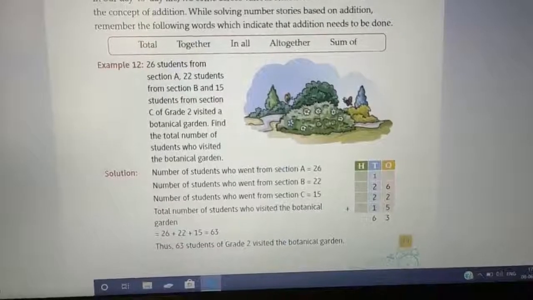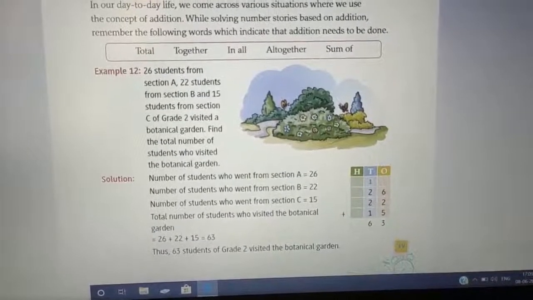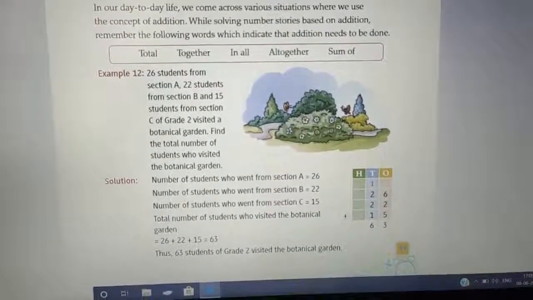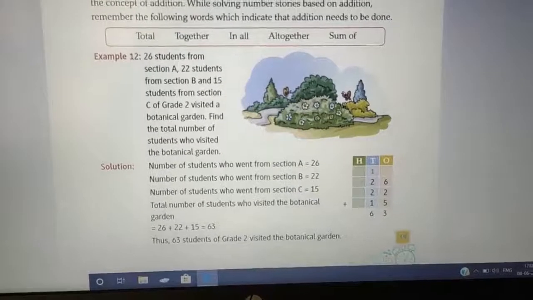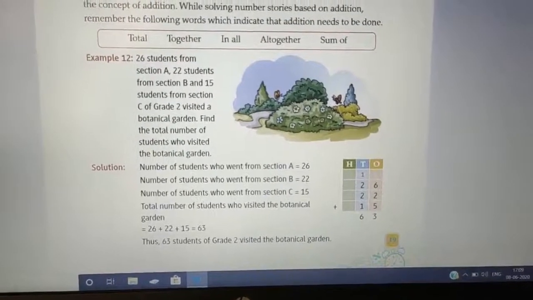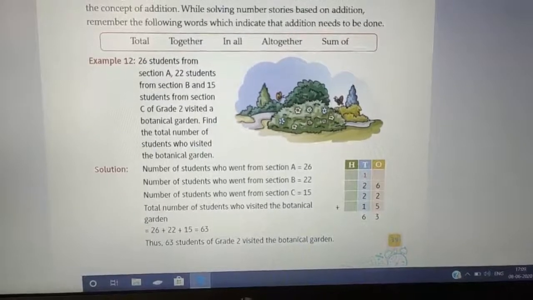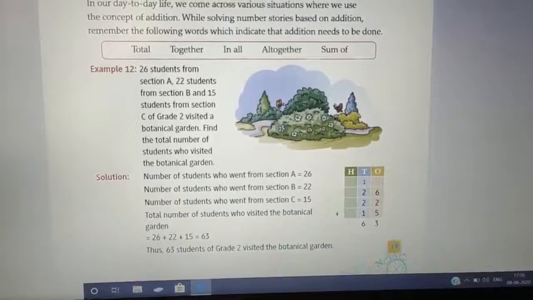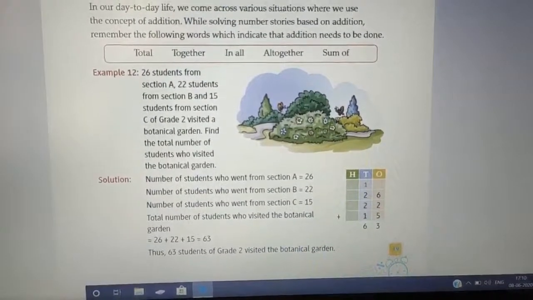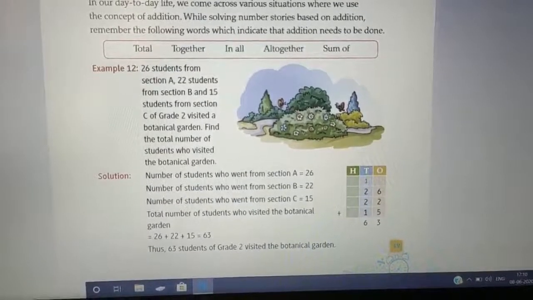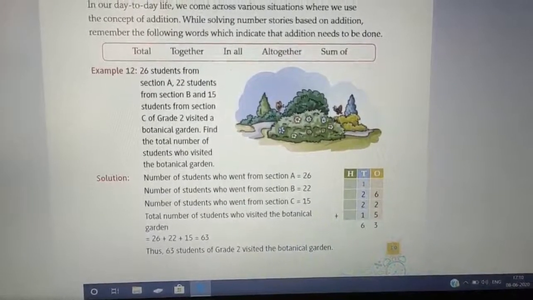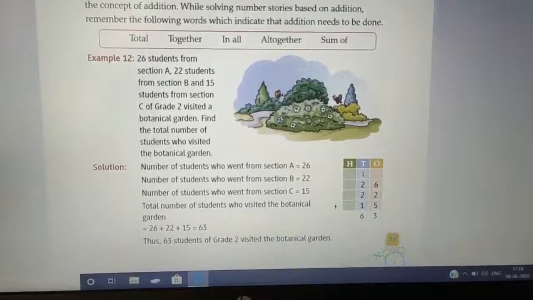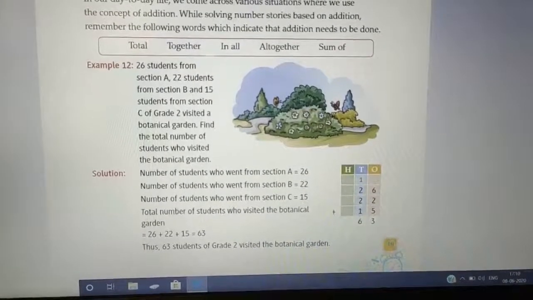While solving these sums, we have to keep these words in mind and find out whether the problem sum is of addition or subtraction. Here you can see example number 12: 26 students from section A, 22 students from section B, and 15 students from section C, grade 2, visited a botanical garden. Find the total number of students who visited the botanical garden.